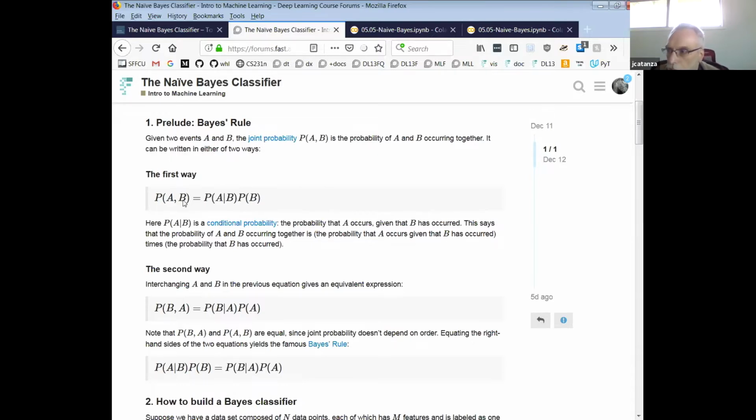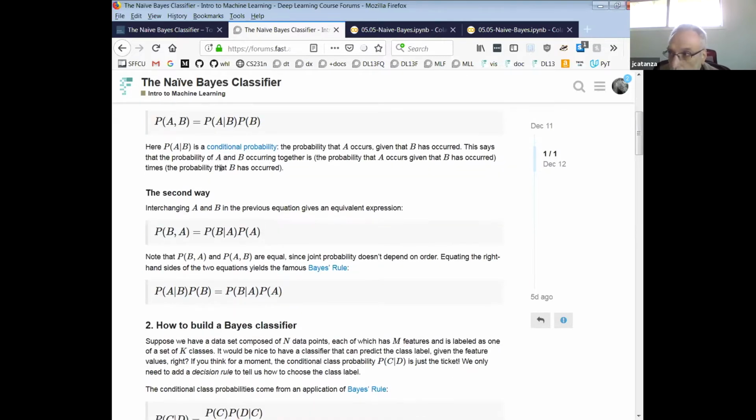With that, the first equation follows directly from those definitions. The probability of A and B is the probability of A given B times the probability that B has occurred. That's a general statement. Then you can also turn that equation around by interchanging A and B, because there's nothing special about the order of A and B. So if you rewrite it, the probability of B comma A is the same thing; P(B, A) is also the probability of A and B happening at the same time.